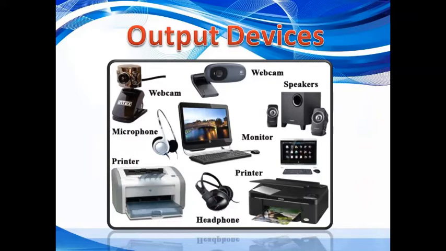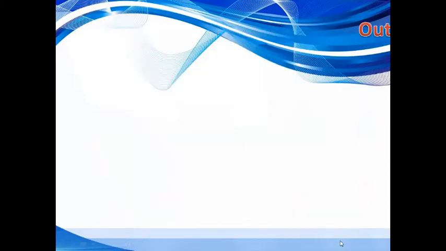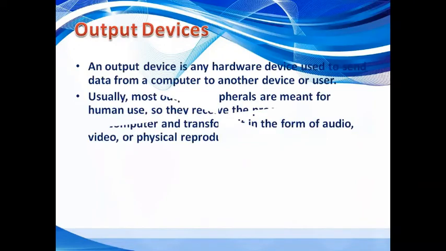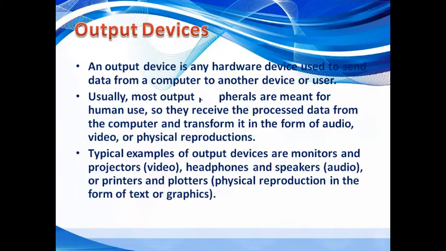The output generated on paper by an output device such as a printer or plotter is called hard copy output. The output in the form of data or information stored on the storage device or displayed on the monitor is called soft copy output. When we talk about output, it means the information which we can present to someone. So here we have two types of output devices, the hard copy and soft copy devices. An output device is a hardware device used to send data from the computer to another device or user.